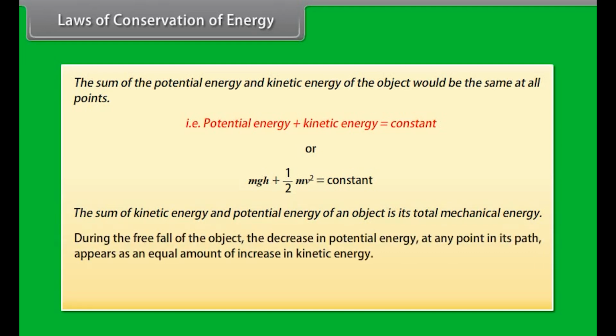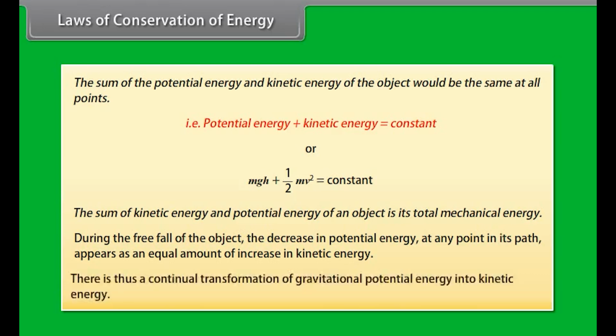We find that during the free fall of the object, the decrease in potential energy at any point in its path appears as an equal amount of increase in kinetic energy. There is thus a continual transformation of gravitational potential energy into kinetic energy.